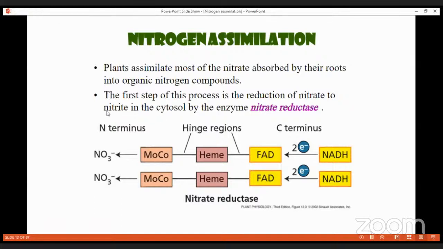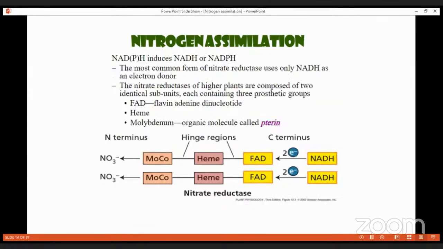It is basically, in any protein, you know, the structure has an N-terminus region and a C-terminus region. The junction between these two regions is the heme protein, which is joining both these regions. The N-terminus contains the molybdenum as the cofactor, and the C-terminus contains the FAD as the cofactor.